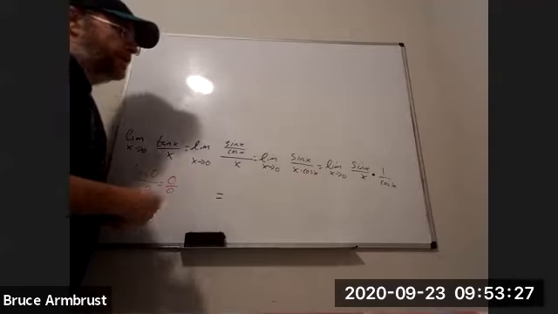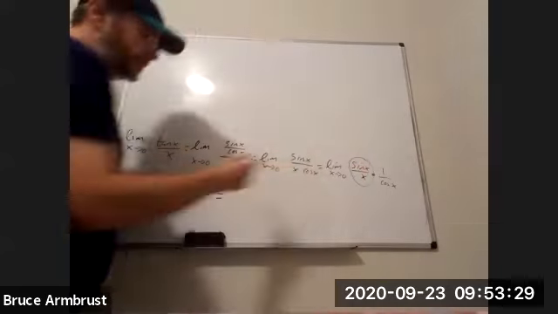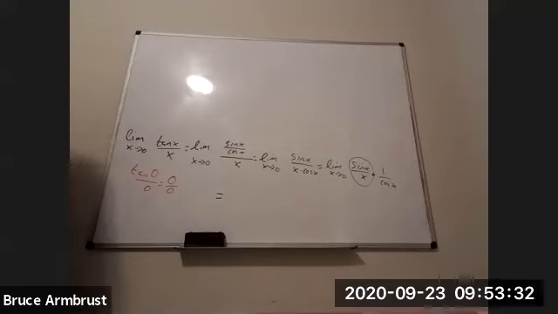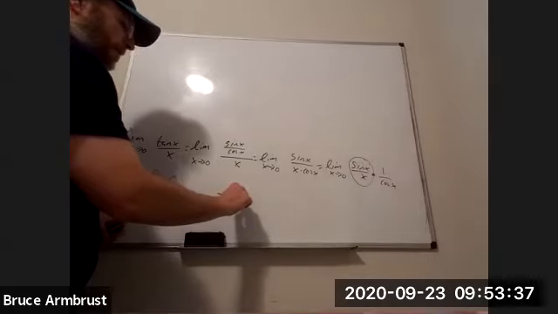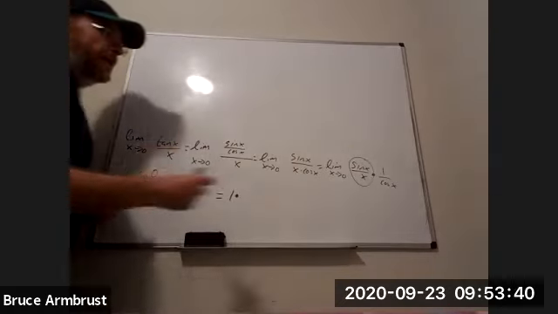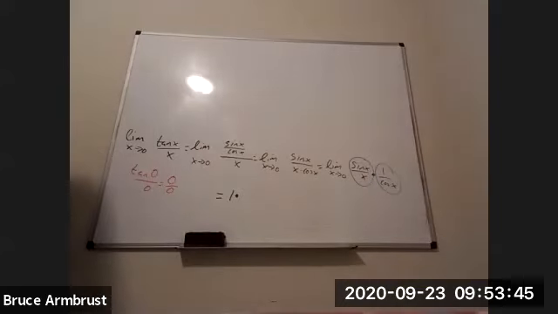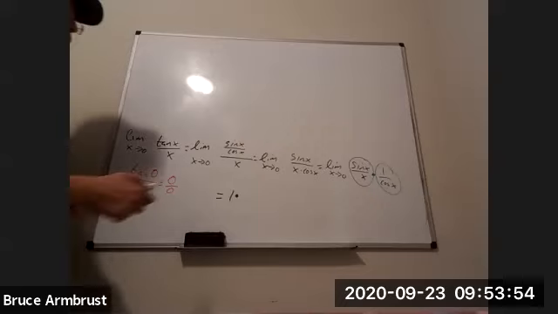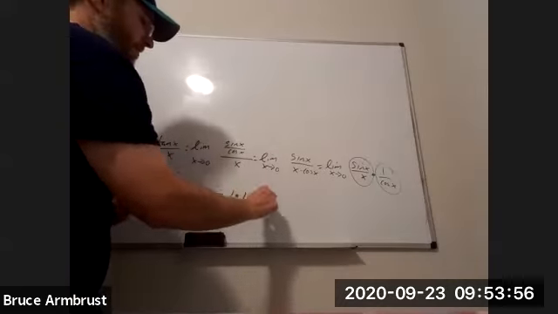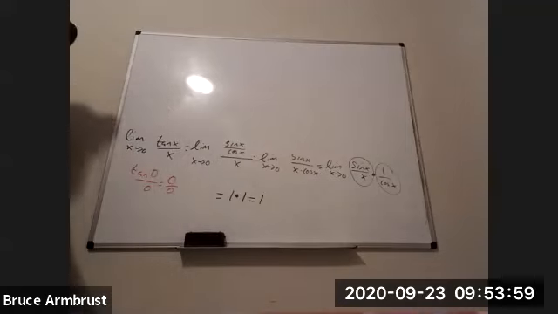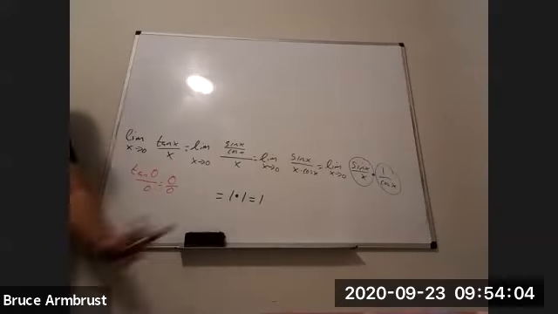Okay, so we start with sine x over x. What happens to that as we go to 0? It approaches 1. We get 1. All right, so that's 1. What about 1 over cosine? What's the cosine of 0? That's also 1. So we get 1 times 1, which is 1. So the limit as x goes to 0 of tangent of x over x is 1.